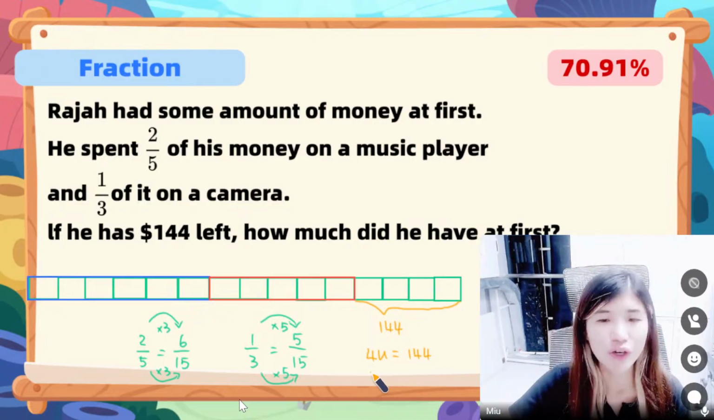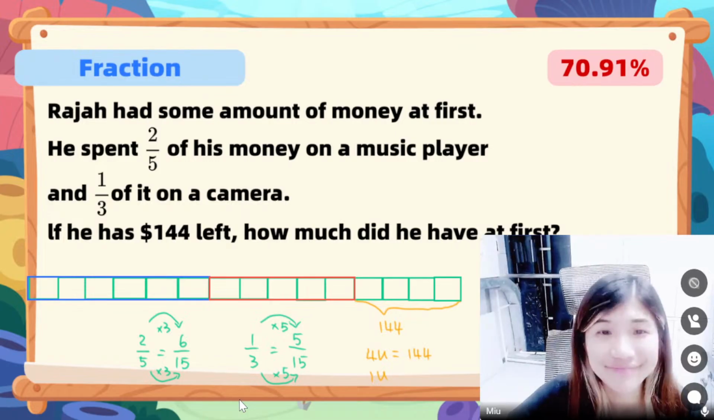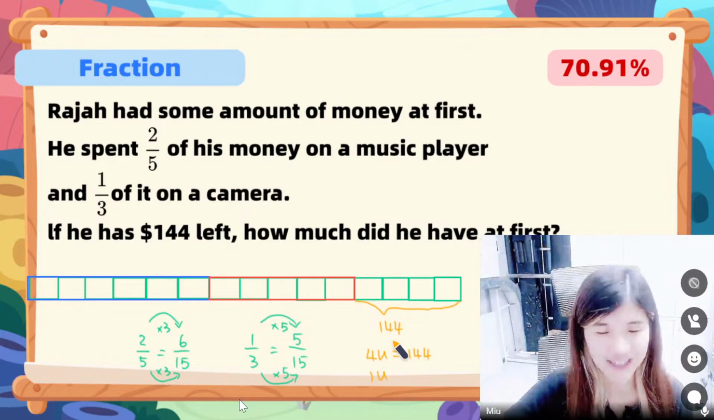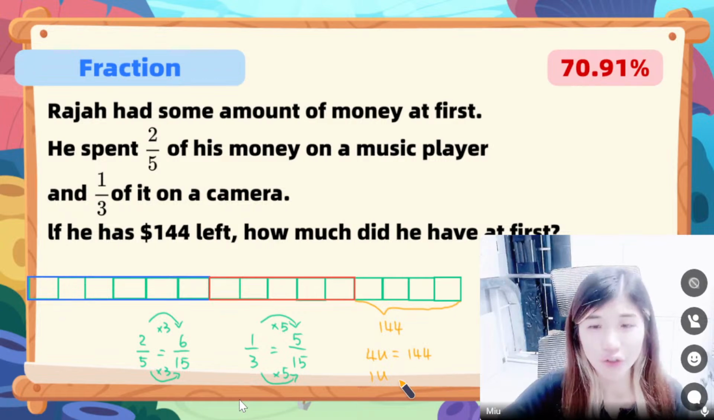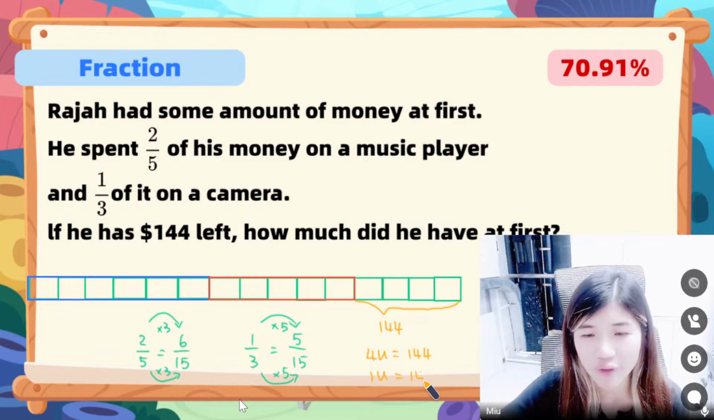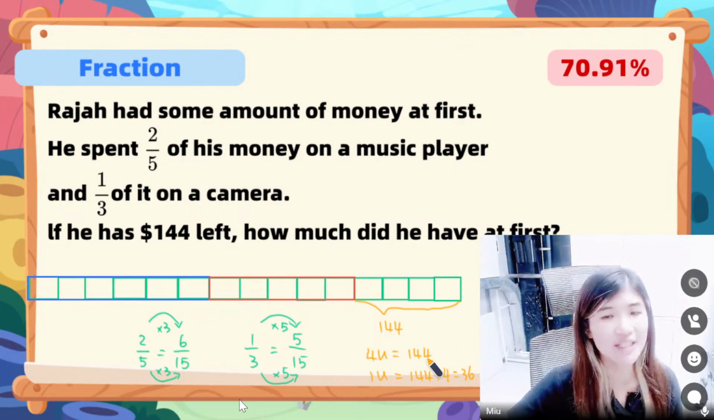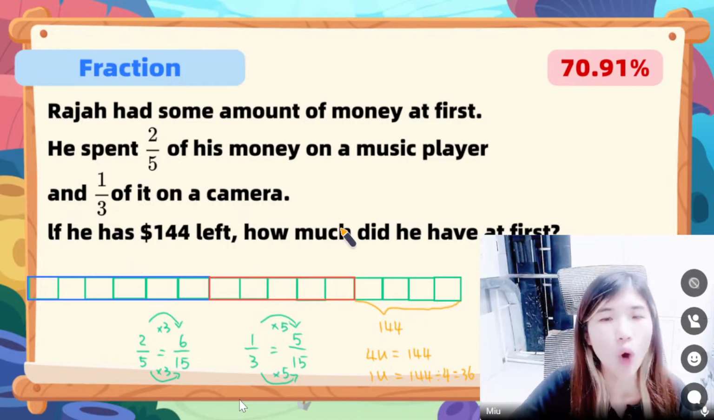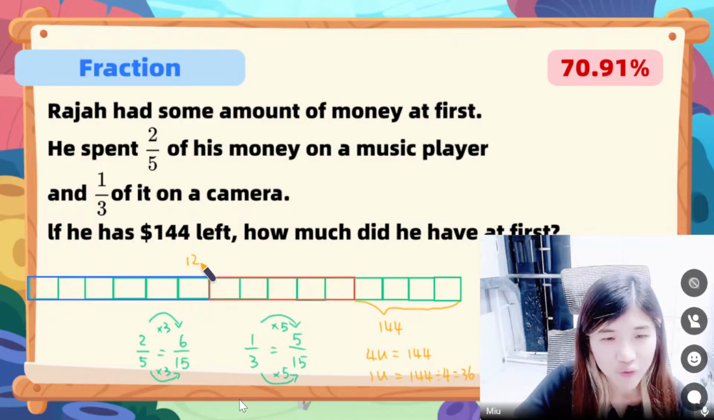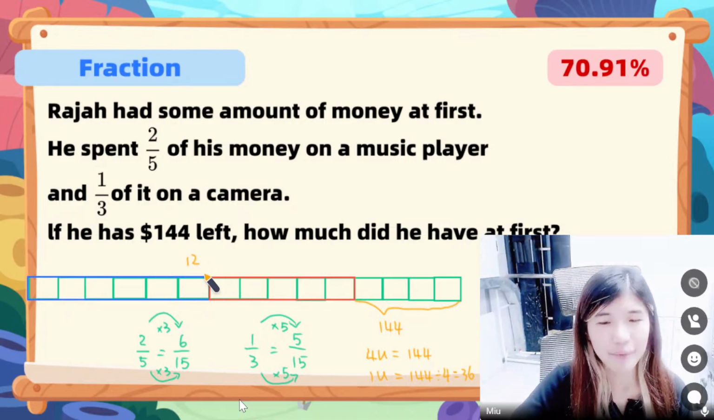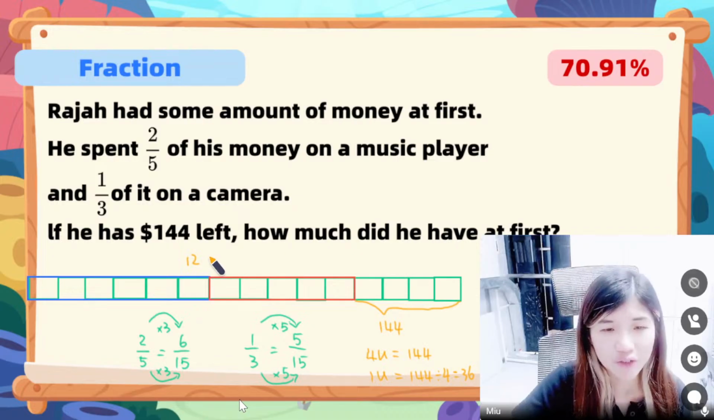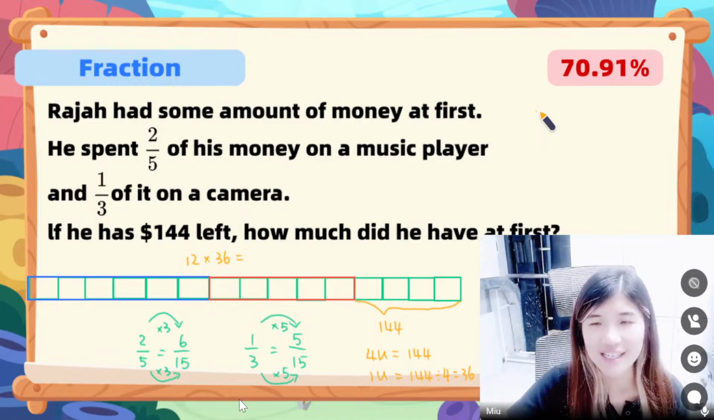Now, do you know about 1 unit now? So this one unit is supposed to be 144 divided by 4 to give you 36. That means 1 unit is 36. And what about the whole thing? Altogether, there's supposed to be 12 of those, right? So it's supposed to be 12 times 36 to go to your answer.